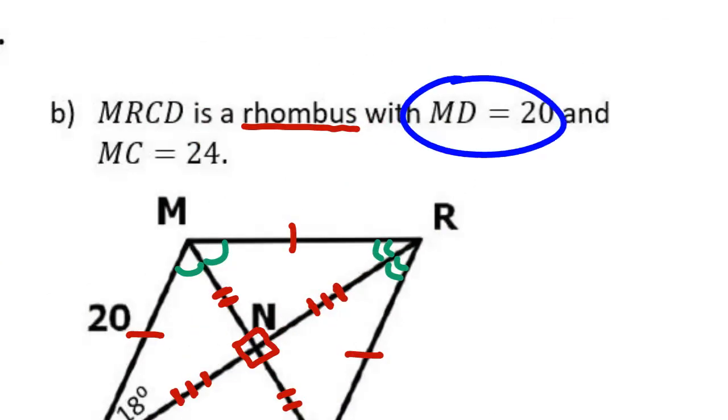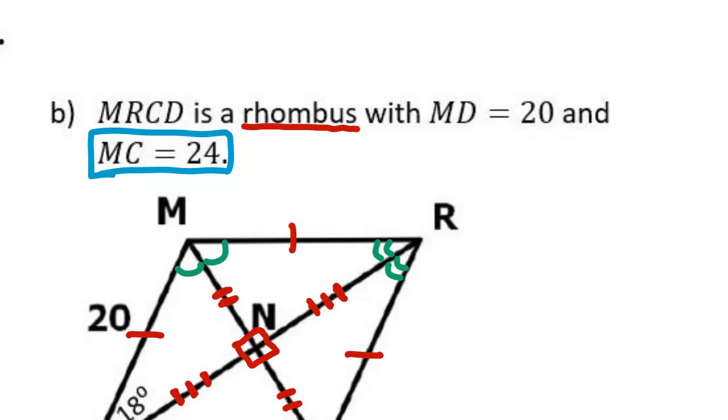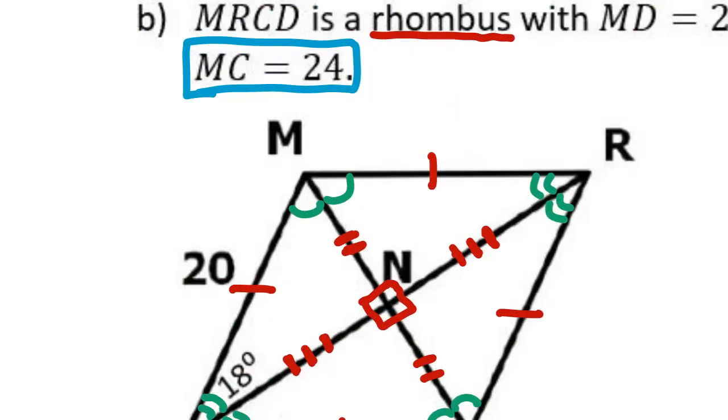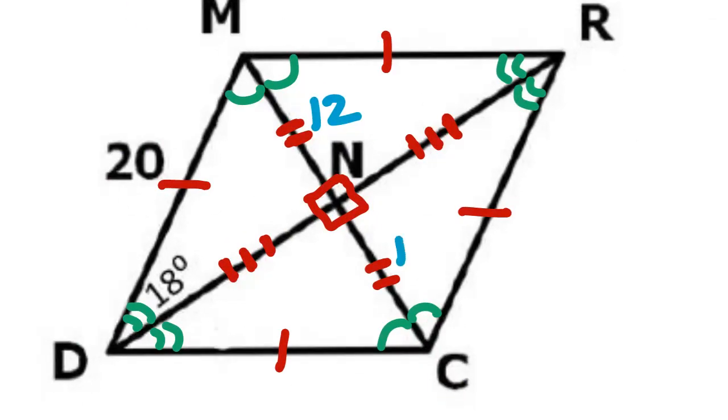All right, they told me that MD was 20, but that was also printed on here. Then they tell me that MC is 24. Where's MC in the picture? It's that diagonal right there. If that whole diagonal is 24, how big is MN? 12. And CN? Also 12, because that diagonal is being bisected.